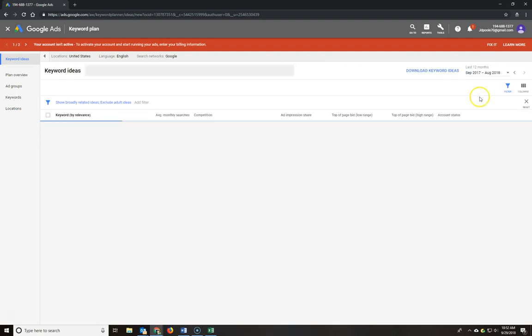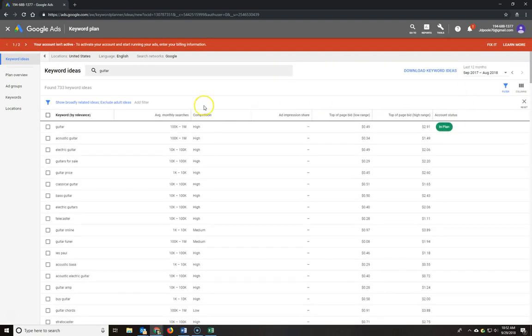And click Get Results. Now this time when we click Get Results, here it comes up with a list of all kinds. It found 733 keywords related to guitars. Here's the number of searches that they normally get. Here's the competition level. Are they high competition, low competition, medium competition?